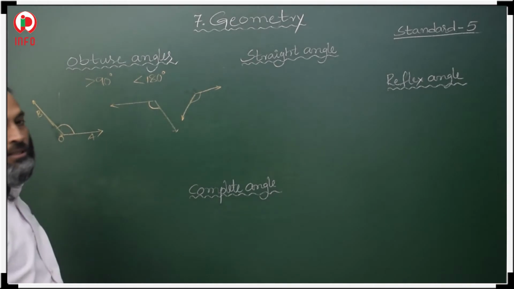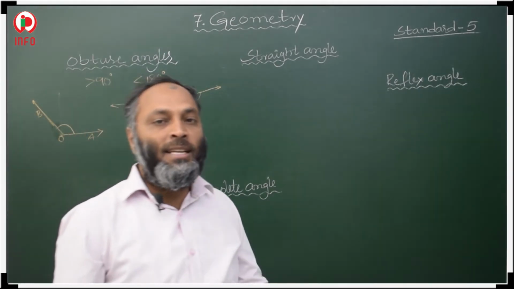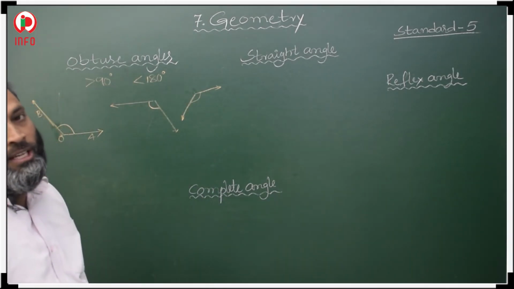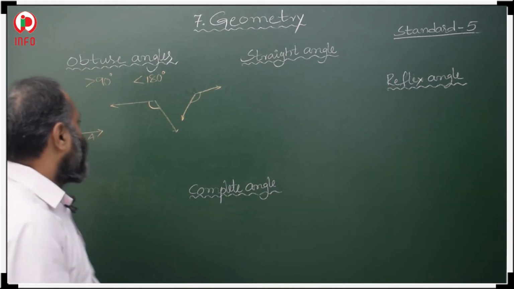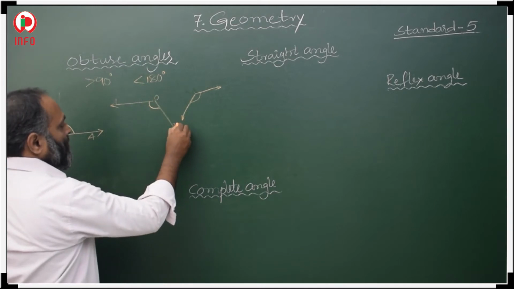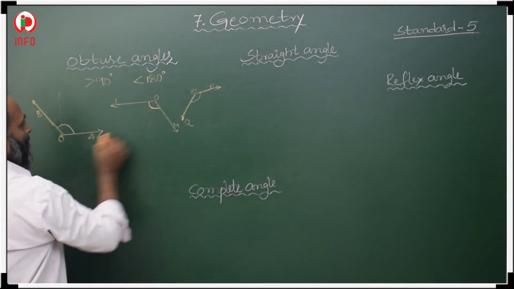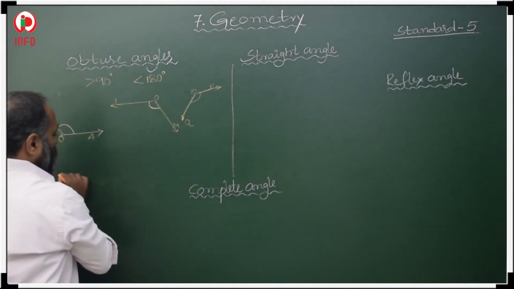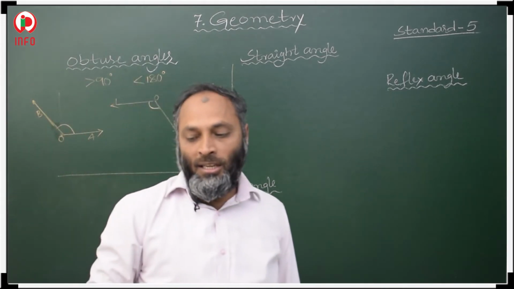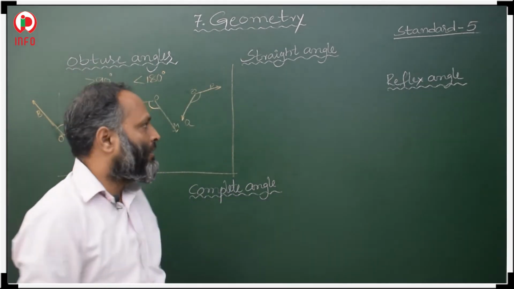Obtuse angle means the angle between the two rays is greater than 90 and less than 180, in between 90 and 180. Name them some letters: L, O, M, or O, P, Q. Any name, that's your wish. This is our obtuse angle. Obtuse angle means angle between 0 to 90 degrees. If the angle is between 0 to 90, that is obtuse angle.